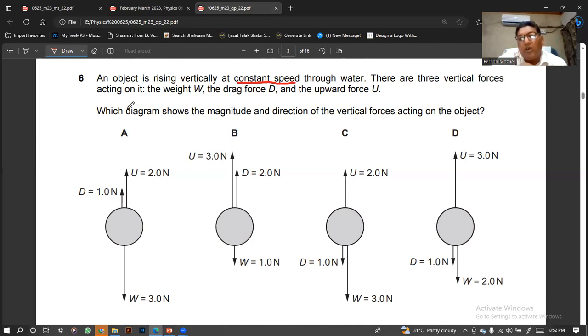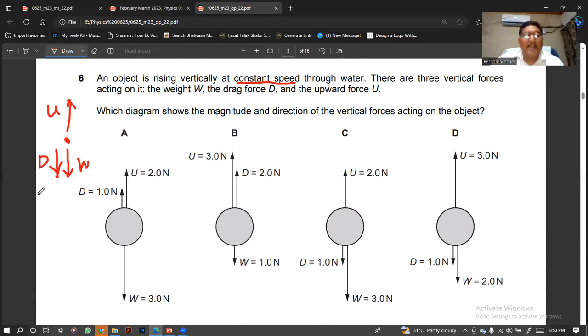So the upward and downward forces will be balanced. And there are three forces acting on the object. The upward force will be U. And the weight will be acting downward. And because the body is moving upward, the drag force, which is friction, will also be downward. So the drag force is represented with the D.